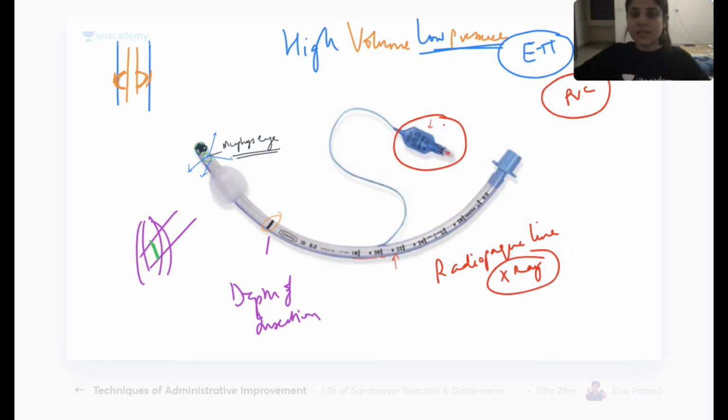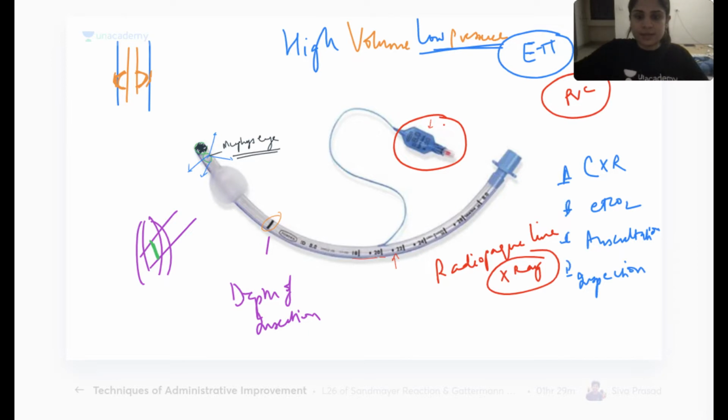Now the question asked in FMG exam last year was, endotracheal tube position is confirmed best by what test? Confirmation of endotracheal tube placement is confirmed by what test? So I will give you guys four options and you can mark in the poll. These are your options: A is chest X-ray, B is ETCO2 or capnography, C is auscultation, D is inspection. I am just starting off the poll for you guys. So answer in the poll.